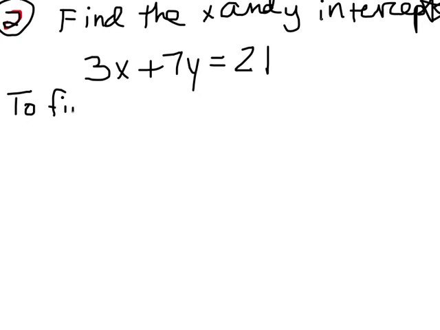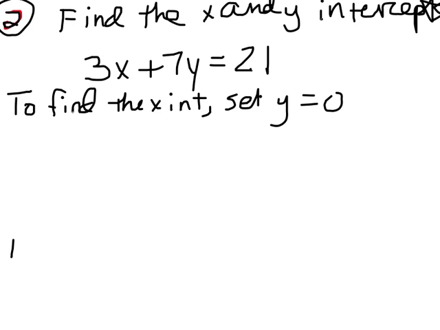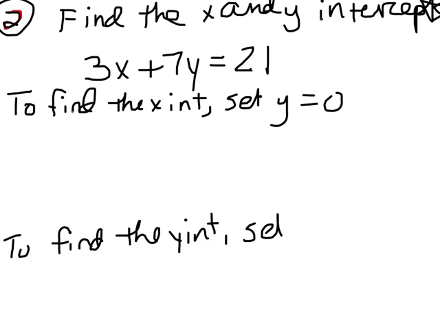Okay, so to find the x-intercept, set y equal to 0. And then to find, I'm going to come down here and write the other one just so you kind of get this in your head. To find the y-intercept, set x equal to 0. We're always setting the opposite variable equal to 0 when we're finding intercepts. And remember, you're going to write them as a point. So let's practice writing them as a point now.